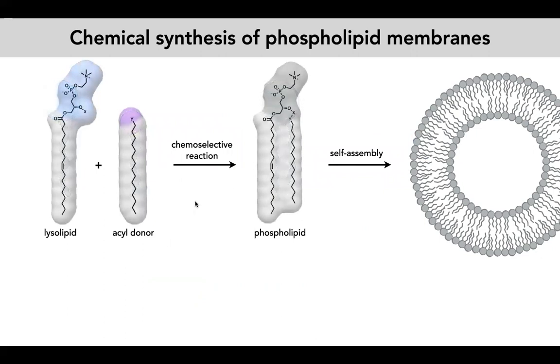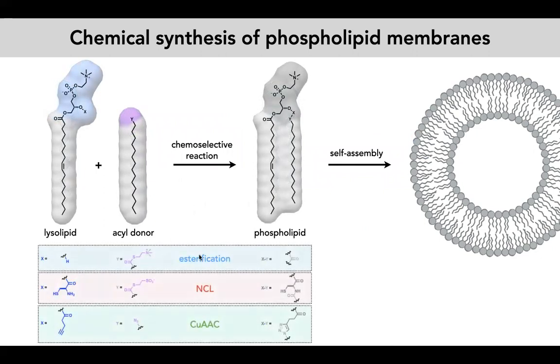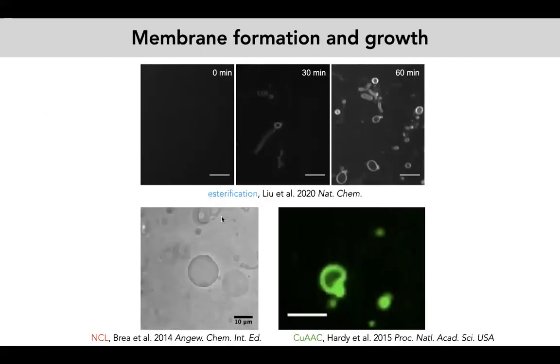And over the years, we've done this now with several types of chemistry. For example, click chemistry with azides and alkynes, native chemical ligation, which some of you might be familiar with in peptide chemistry, which we've utilized instead to form phospholipids, and esterification reactions as well, which is what I'm going to talk about a little bit. And in all these cases, we can actually watch the de novo formation of membranes.